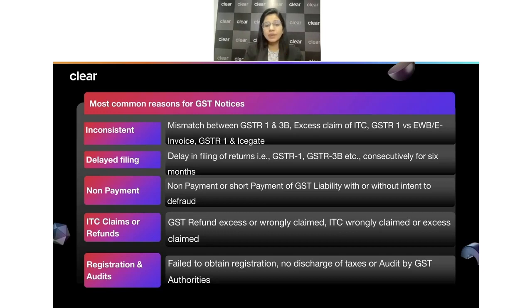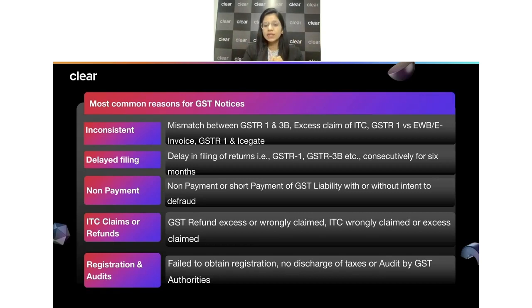Whenever they see discrepancies between your GST 1 and the e-way bill, or the data present in e-invoicing versus what you have shown in GST 1, or between the ITC available as per ICEGATE in respect of import of goods and what you actually claimed in your GST 3B, that is a problem. Whenever there is a mismatch between different sources of data, that is one main reason you get notices.